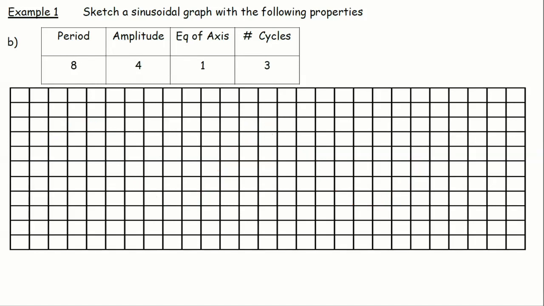Okay, in our last example, same idea, we're going to sketch a sinusoidal graph, again using the following properties. A period of 8, an amplitude of 4, the equation of the axis is going to be at y equals 1, and we're going to show 3 cycles of this curve. So again, first step, we're going to set up our axes. I'm going to set my y-axis up here, and then draw my x-axis as well.